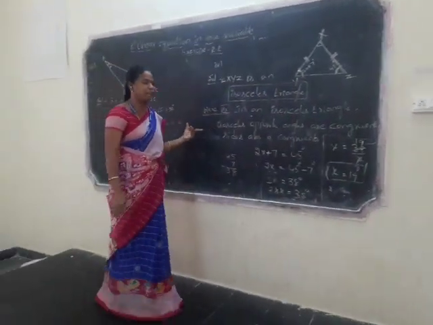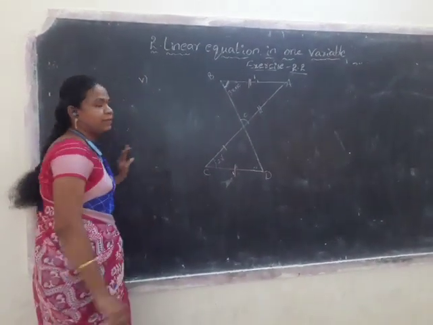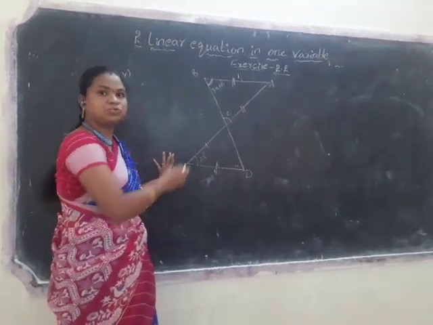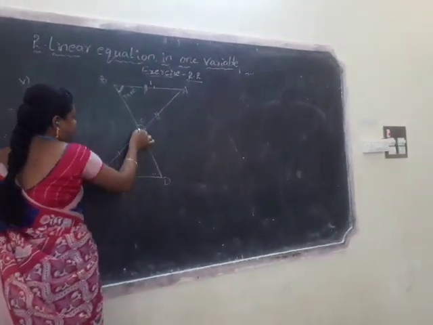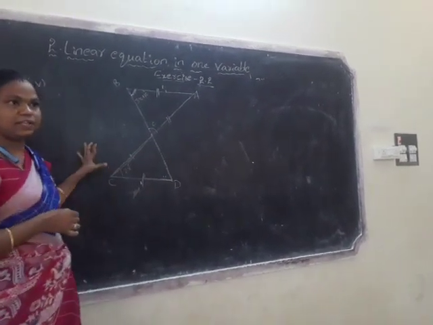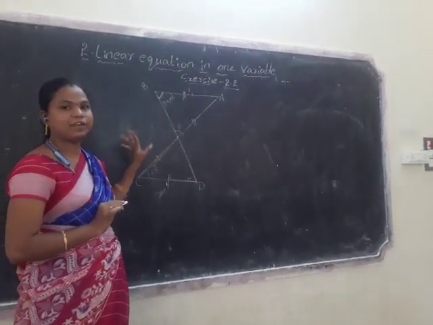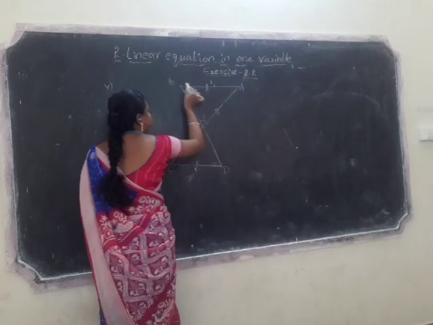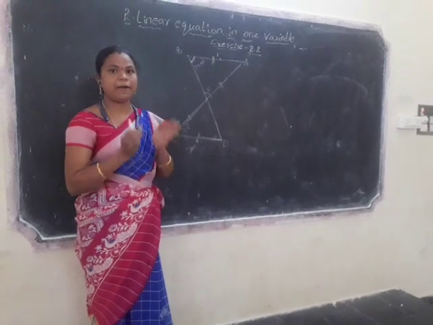Okay students, do you understand these two problems? Next, fifth problem is here. First we have to observe two triangles are given. One triangle is OAB and another triangle is OCD. Okay students, in this problem same procedure, we have to find the value of x. Here AB and CD are parallel lines.